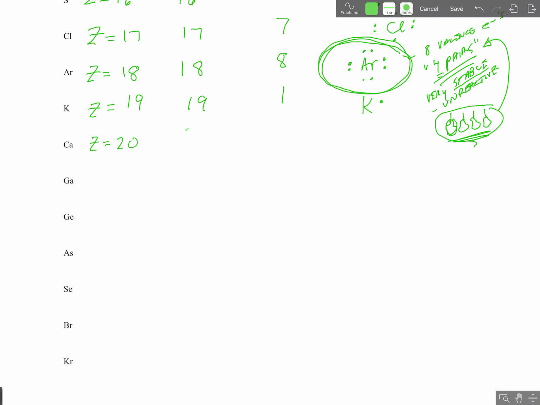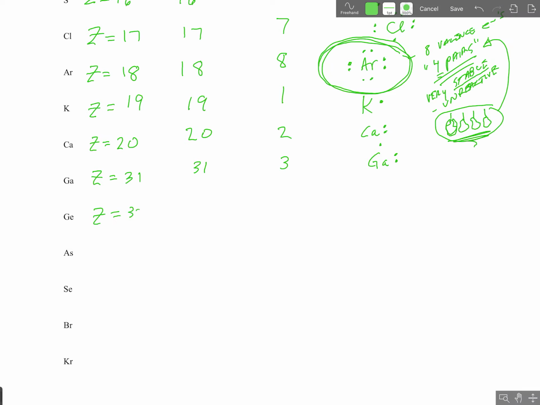Calcium has 20 electrons, 2 valence electrons. So its dot picture has just a pair. We're going to skip over to gallium now. So we're going to skip what's called the D block or transition metals for right now in this class. So we're going to go to gallium, which has 31 electrons. Did you make that shift? Yeah, it's in group 13. So even though it has 31 electrons, it has 3 valence. And so its dot picture is Ga with a pair and 1 by itself.